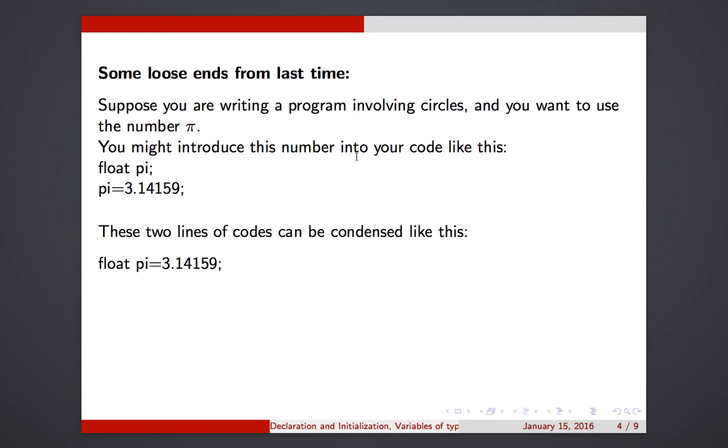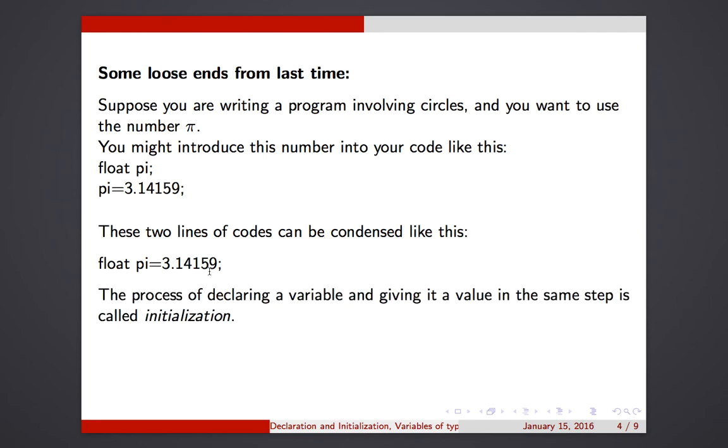So you can just condense declarations into a single statement if you want to. Okay, so suppose you're writing a program involving circles and you want to use the number pi. You might introduce pi into your code like this, these two lines of code. Create a variable called pi, and it needs to be float because pi is a decimal, so either float or double. It can't be int. And then you could tell the computer that pi is 3.14159, whatever approximation you want to use. So you can actually condense these two lines of code into a single line like this. So you're creating the pi variable, the variable you're calling pi, and giving it a value at the same time. This is called initialization.